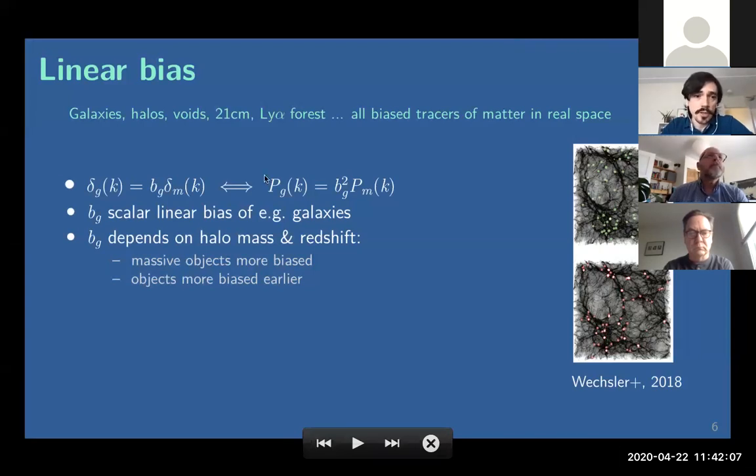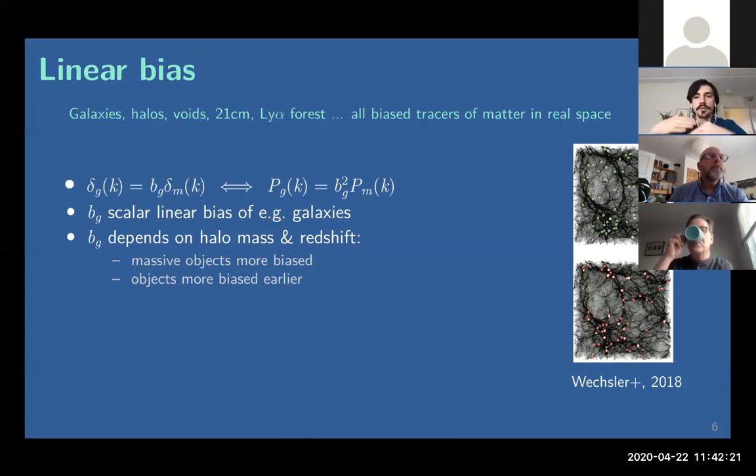This linear bias, since it's a scalar, depends on basically two quantities. The first is the halo mass. More massive objects are more biased, so when you observe bigger things, the power spectrum will be more amplified. And also there is a temporal evolution: things earlier on are more biased than later on. So that's important to know.